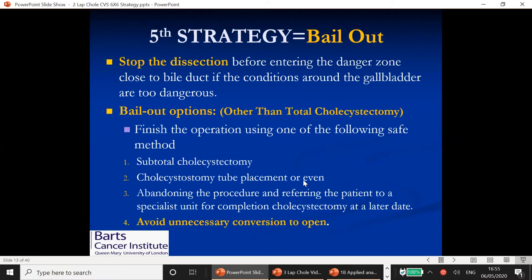The fifth strategy is bailout, which is stop the dissection, even stop the operation. Look at alternative methods for finishing the operation. You don't have to complete the operation as long as the patient is not bleeding. You can wake up the patient and pass it on to a specialist unit, to an HPB center, an upper GI surgeon. So don't feel compelled to finish the operation.